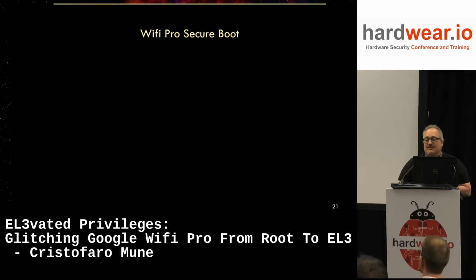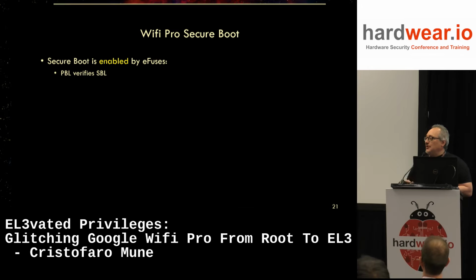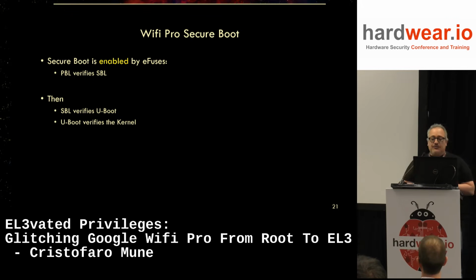It turns out that secure boot is enabled. How do you know? Well, you need to modify something for which you don't have the private key, of course, and make sure that this device fails. Indeed, we find that secure boot is enabled by fuse, because PBL verifies the SBL, which verifies U-boot, which verifies the kernel.